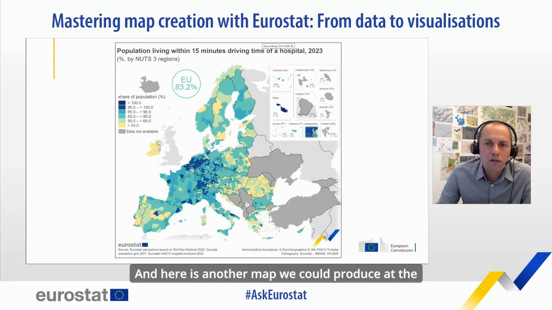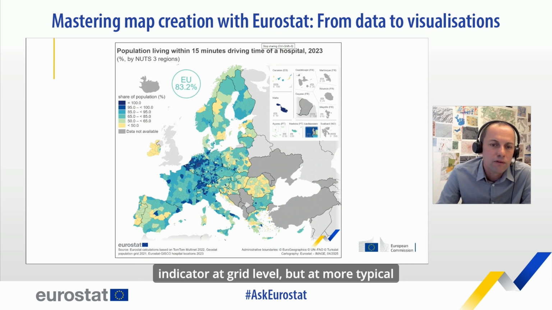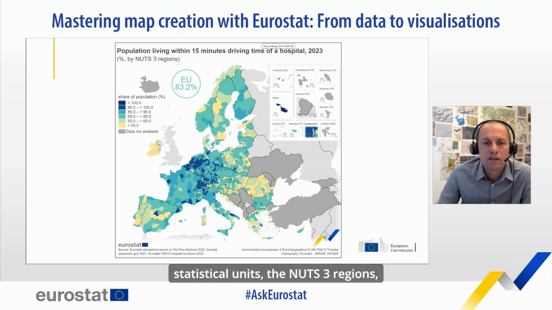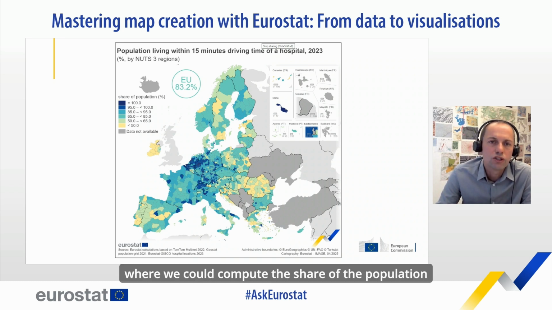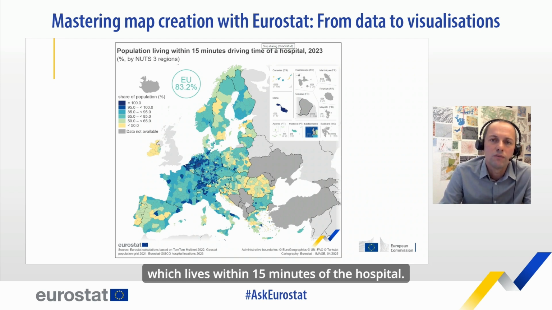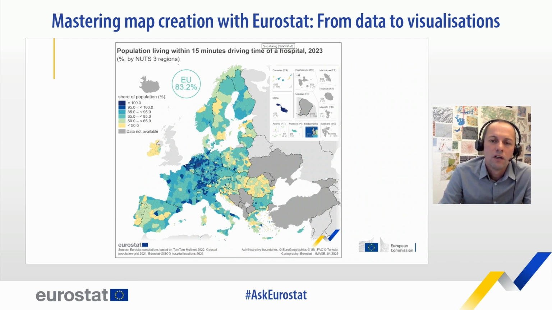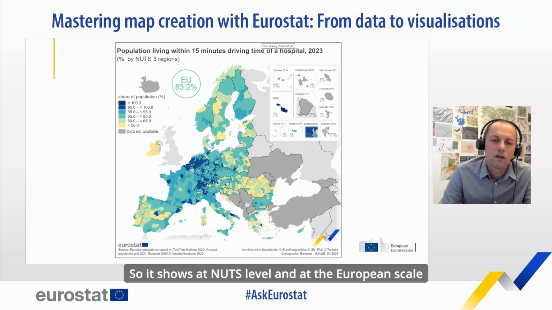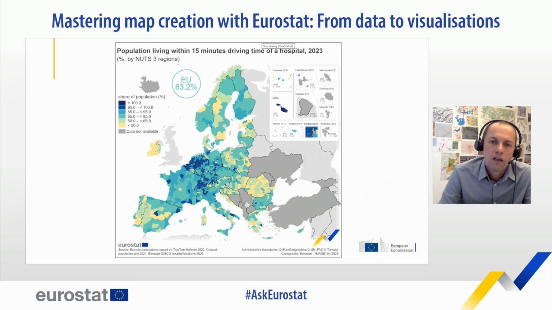And here is another map we could produce at the European scale, where we could aggregate this indicator at grid level, but at more typical statistical units, the NUTS 3 regions, where we could compute the share of the population which lives within 15 minutes of the hospital. So it shows at NUTS level and at the European scale some interesting heterogeneity between the different regions and between different regions of Europe.